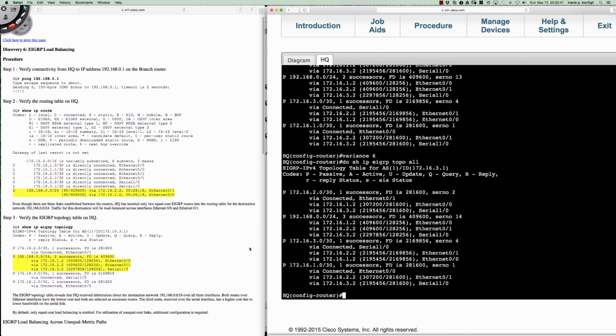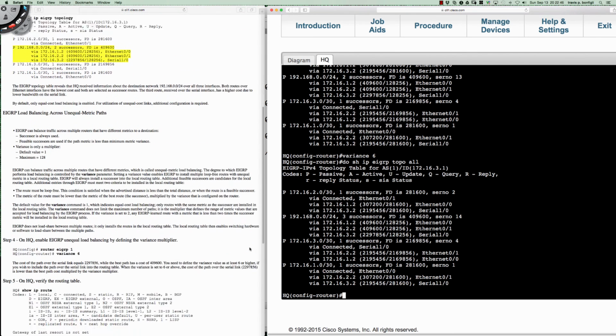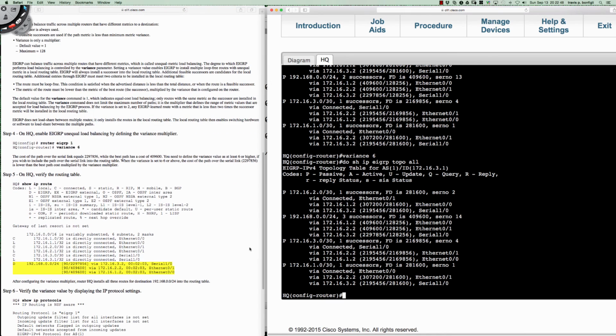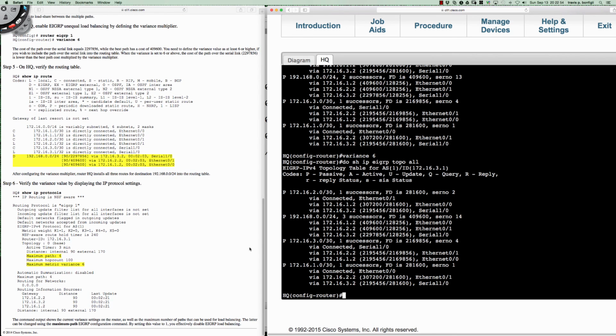All right, so again, that was just a real quick look at EIGRP load balancing. Again, another fantastic activity that really isolates the concept of unequal cost multipathing and some of the commands that we can run in order to validate that we actually are doing unequal cost multipathing.